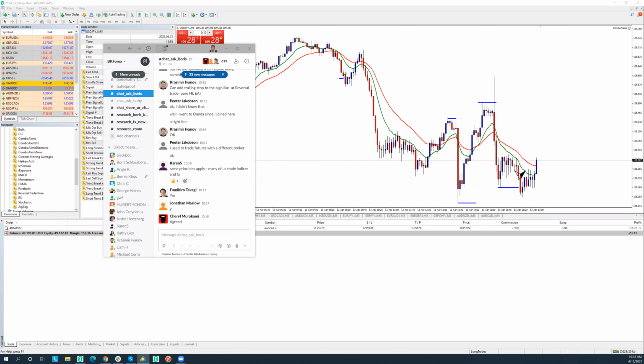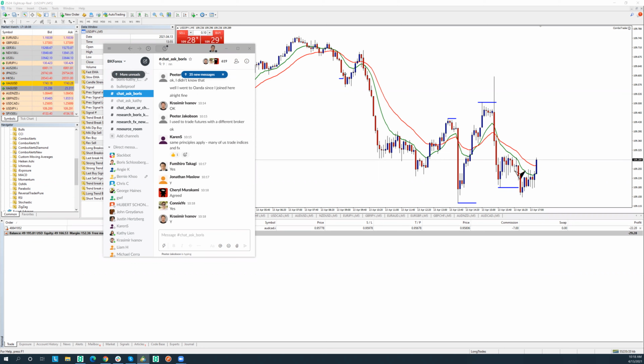Because FX is a 24-hour a day market, and indices are like an 8-hour a day market. That's basically it. Even though they trade 24 hours, they're really like an 8-hour a day market as far as real opportunities for us go.